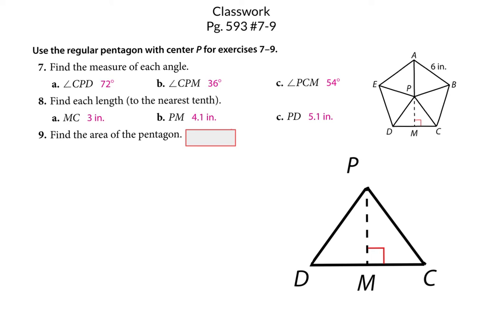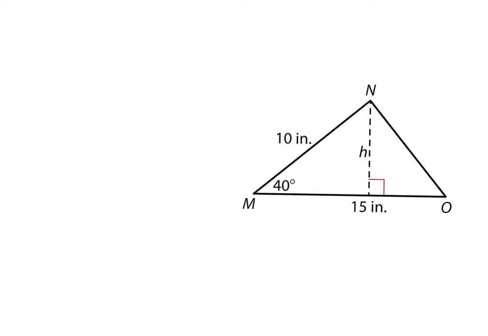The last thing is finding the area. So the area is going to be 1/2 your apothem, which you found when you found PM. Your apothem was 4.1. And then your perimeter was 6 times 5, which is 30. So to find this one, you would have been 1/2 apothem, 4.1, times perimeter, which is 30. And you should have gotten 61.9 square inches. So at the top of page 591, you will see this triangle.